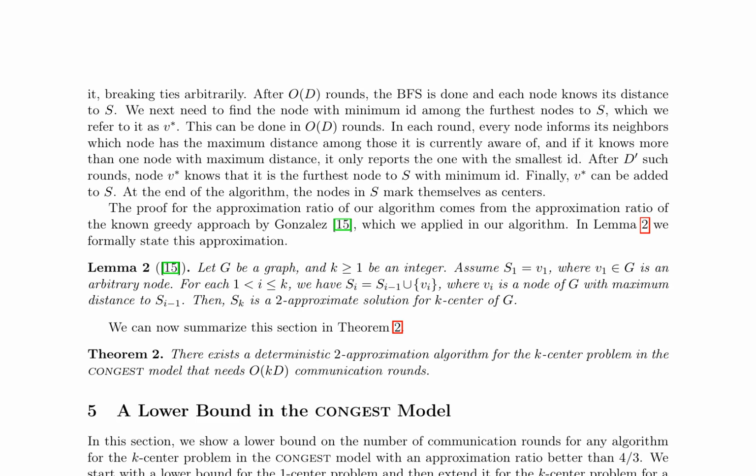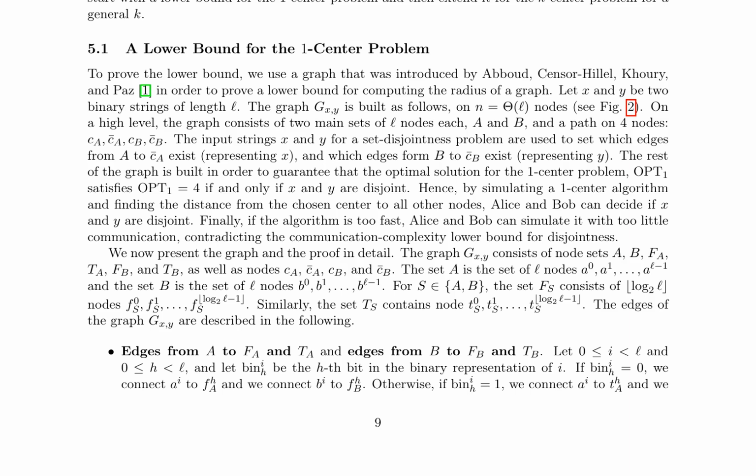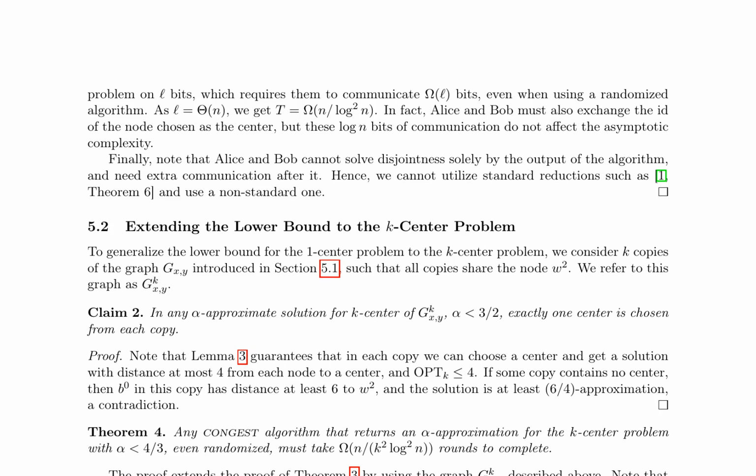The graph G(x,y) consists of nodes in sets A, B, Fa, Ta, Fb, and Tb, with specific properties stated in Claim 1, crucial for the lower bound proof. These properties establish that for every node u not in A, the eccentricity ecc(u) is at least 4, and for every node i in A and any node u not in B or C_B, the distance d(i,u) is at most 3.